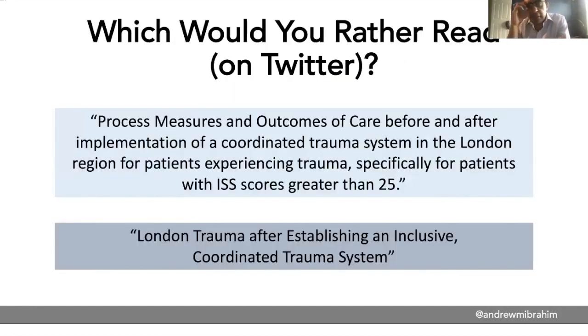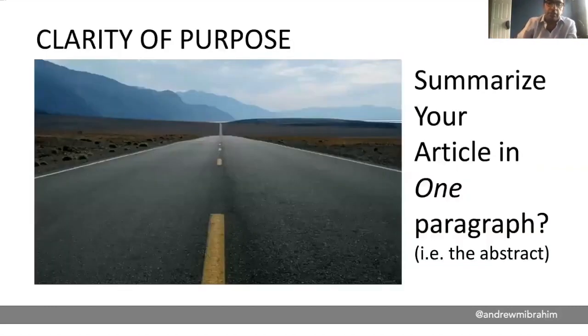So let me give you an example. When I first started to work on that visual abstract for London trauma, the top sentence is how one of my colleagues thought it should be summarized. Process measures and outcomes of care before and after implementation of a coordinated trauma system in London for patients experiencing trauma, specifically for patients with ISS scores greater than 25. Now that's true, but what a mouthful and not super clear. But what if you just said, London trauma after establishing an inclusive coordinated trauma system? It's much more clear and concise about what you're talking about and makes it a lot easier for the reader to be guided where you want them to go next.